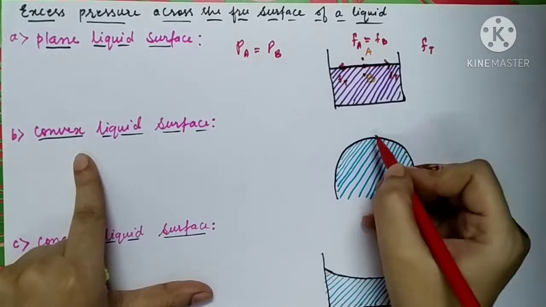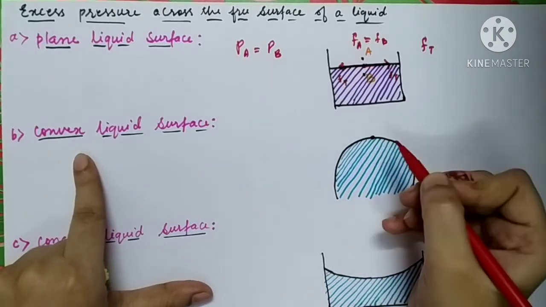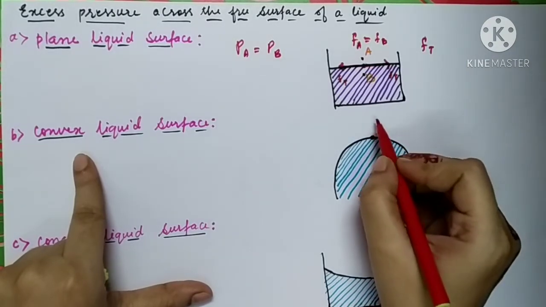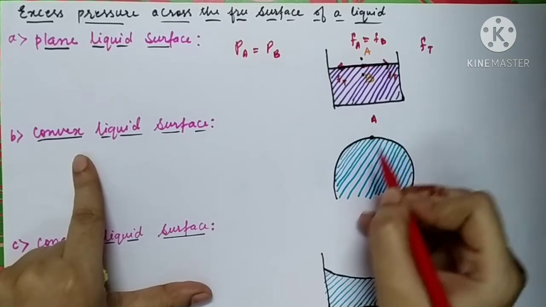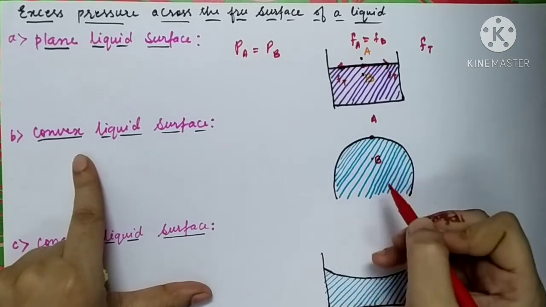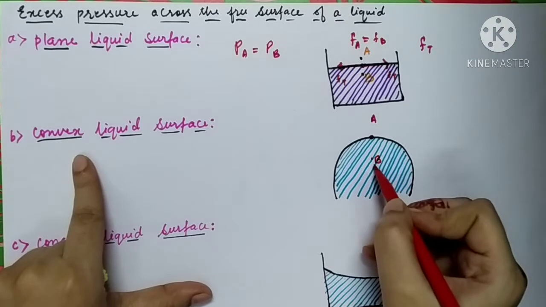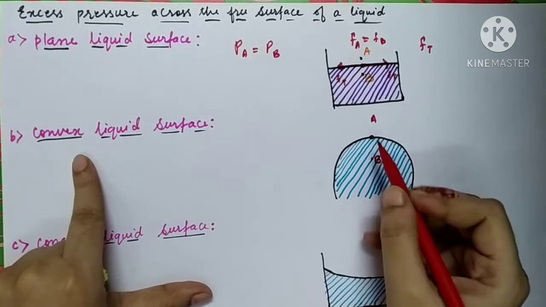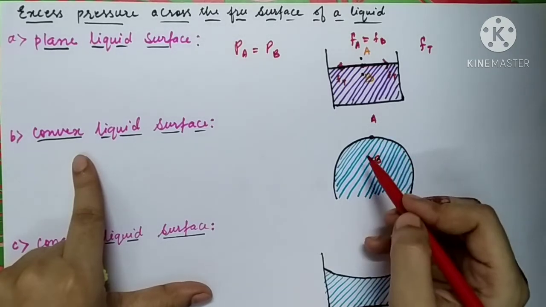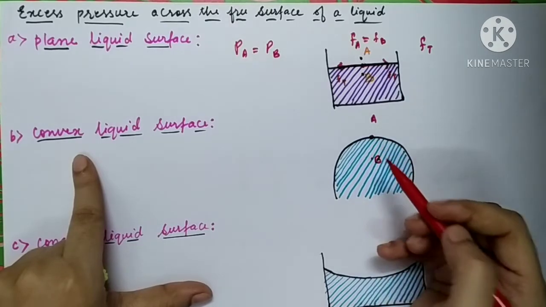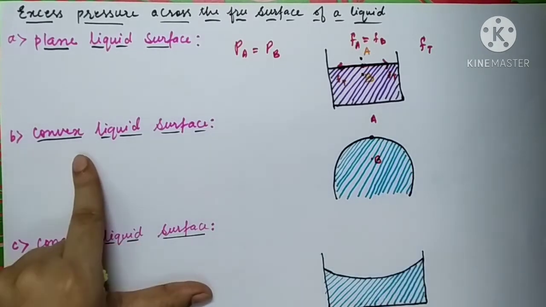So here also we will consider a point on the liquid. Above this point is point A and below this point is point B. Point B lies completely within the liquid and point A lies above the liquid meniscus. So let's talk about the forces acting on it.